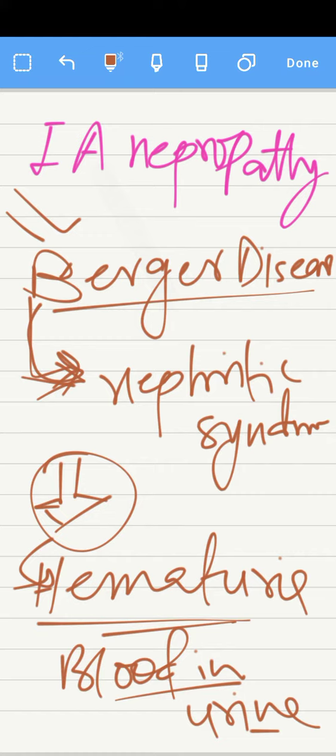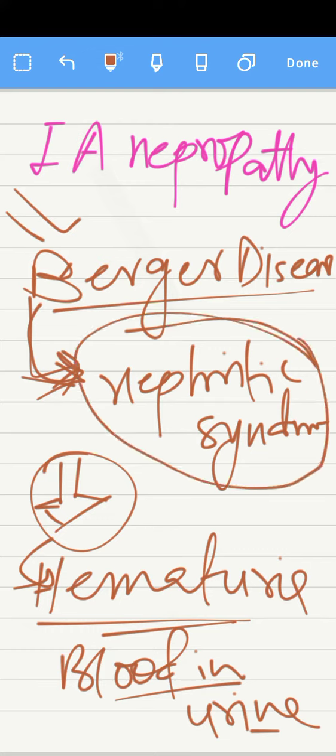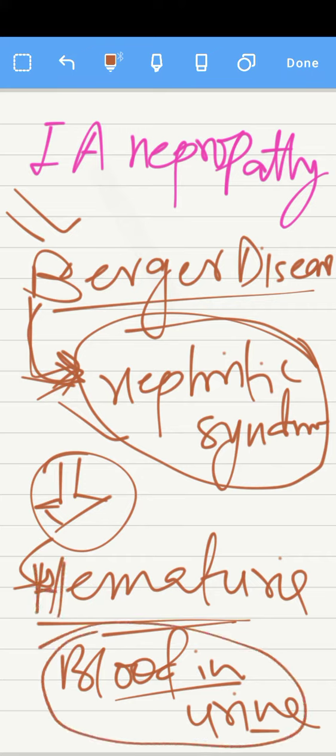So Buerger disease is the most common cause of nephritic syndrome in the kidney, and it presents with hematuria, meaning blood in urine. The patient will complain of blood in urine, and will also complain of GI disturbance and respiratory disturbance like cough, shortness of breath, and different complications.